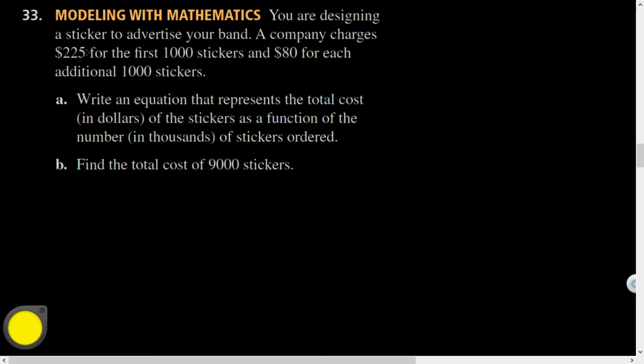A company charges $225 for the first 1,000 stickers and $80 for each additional 1,000 stickers. Write an equation that represents the total cost in dollars as a function of number in thousands of stickers ordered. So notice this. F of, and then what comes next is x. So my x is the number in thousands of stickers ordered.